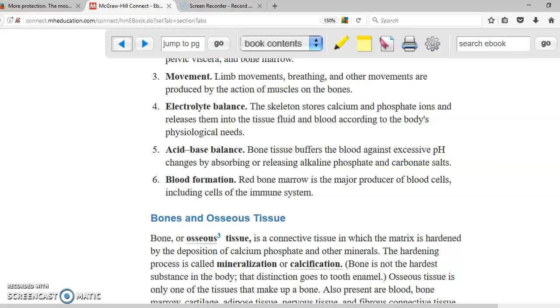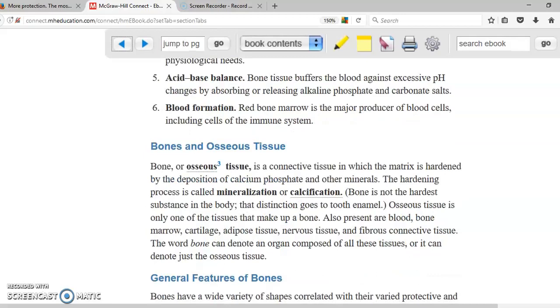Next item that we have is the electrolyte balance. The skeleton has a lot of calcium and phosphate, and that can influence the electrolyte balance that you have in your body. Next one is acid base. The acid base balance is controlled with buffers, and phosphate is a very important buffer. Since you have phosphate in your bones, it will play a role in maintaining the acid base balance.